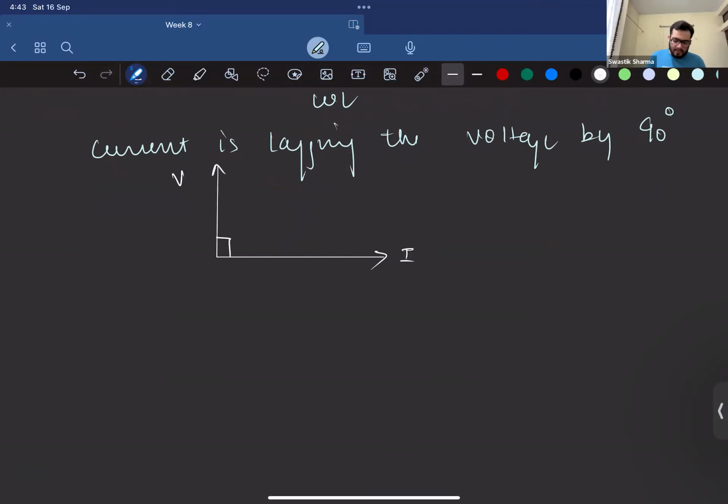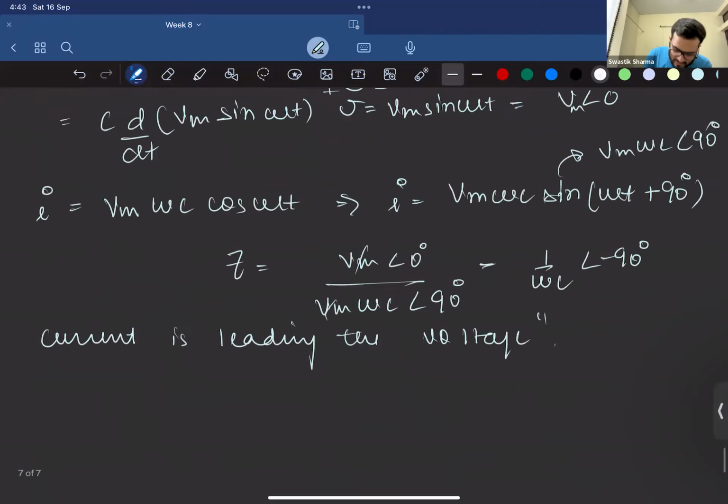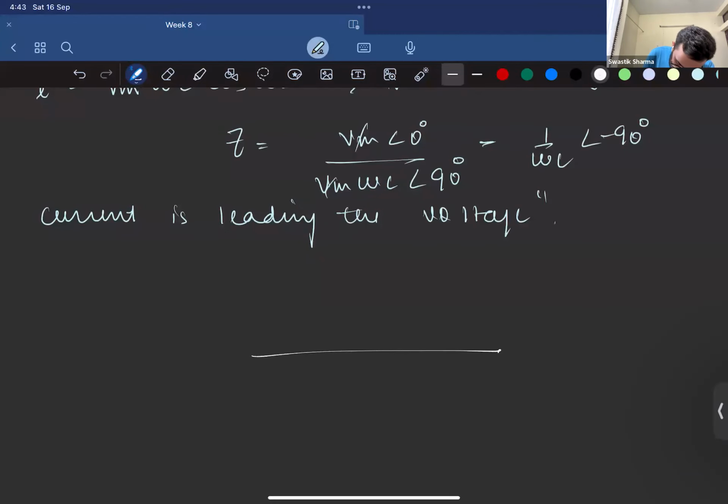So the phasor diagram for a purely inductive circuit would look something like this. The voltage is leading the current, or we can say the current is lagging the voltage by 90 degrees. In a similar fashion, for a capacitor, current is leading the voltage, so if you take current as a reference, the voltage is lagging by 90 degrees.